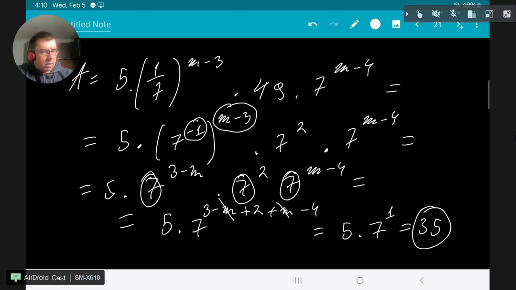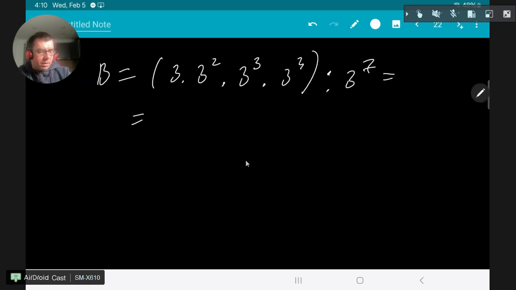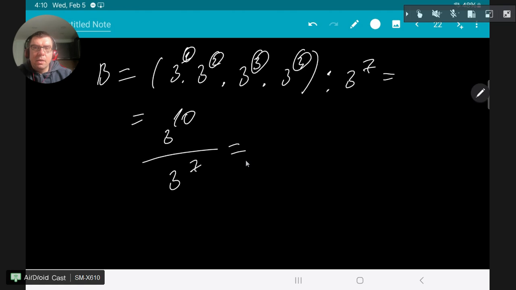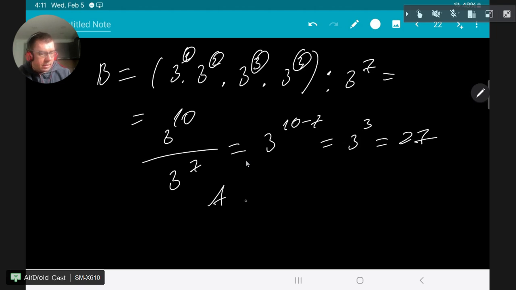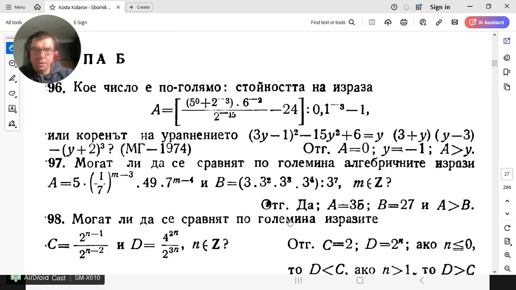Let's go to the next one. I add the exponents here, 1 plus 2 plus 3 plus 4, which is 10, so 3 to the power of 10, divided by 3 to the power of 7, and I get 3 to the power of 10 minus 7, which is 3 to the power of 3, which is 27. So obviously A is going to be greater than B, because A is 35 and B is 27. Alright, we got the results here.